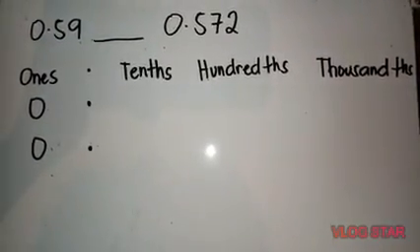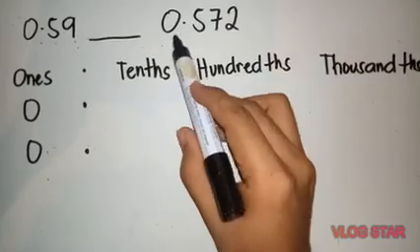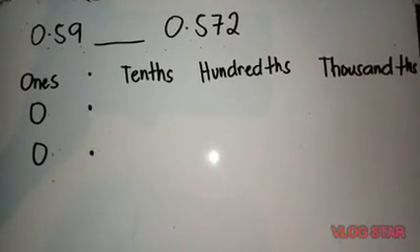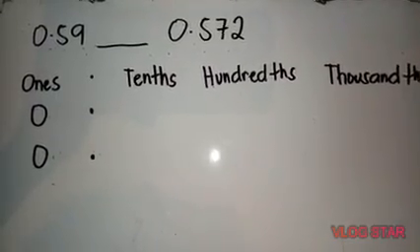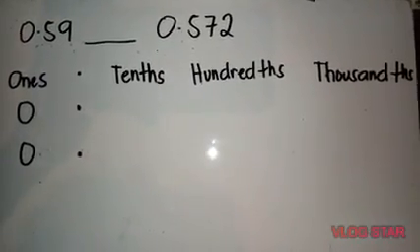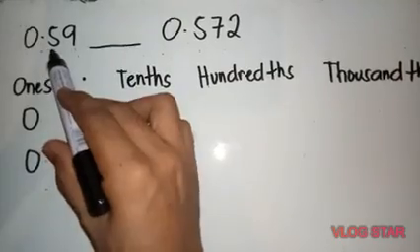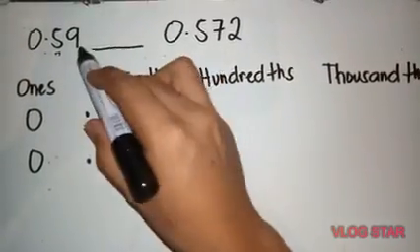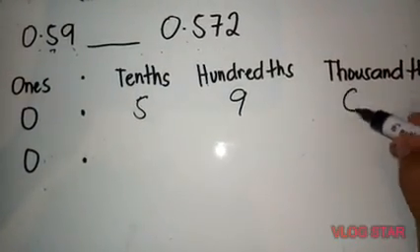So the first decimal that we will compare is 0.59 and 0.572. In order for us to clearly see which decimal has greater value, we just need to use this simple format. First, let's start with 0.59. The tenths is 5, not 9. Tenths is 5, hundredths is 9, and thousandths is automatically 0.